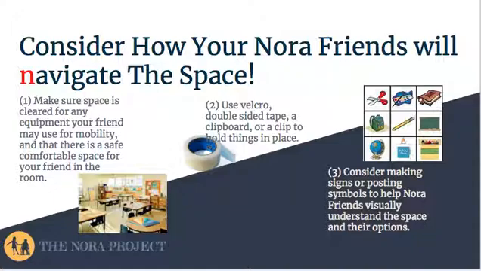Navigate. In the I CAN statement, you want to consider how your Nora friends will navigate the space. Make sure your space is cleared for any equipment your friend may use for mobility, such as a wheelchair, and that there's a safe and comfortable space for your friend in the room. Another option to help navigate the space would be using Velcro or double-sided tape, a clipboard, or a clip to hold things in place. And in the classroom or the space that you're in, consider making signs or posting symbols to help your Nora friends visually understand the space and their options.